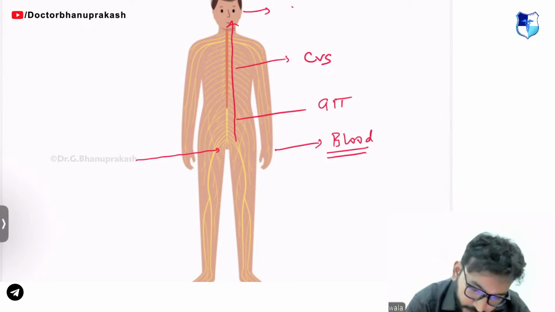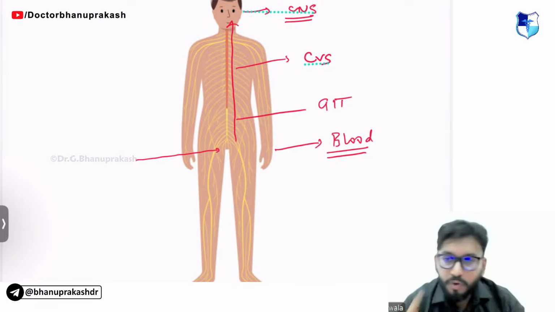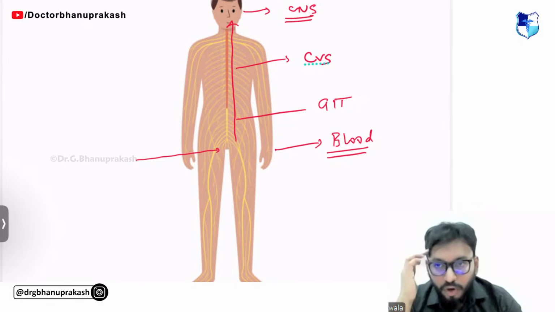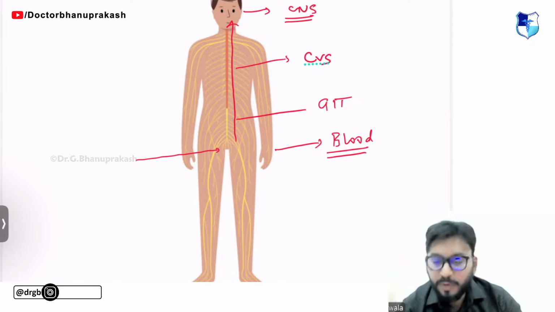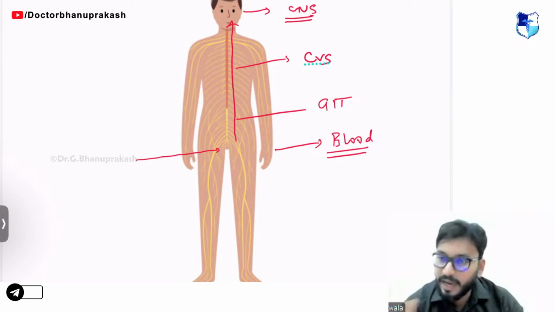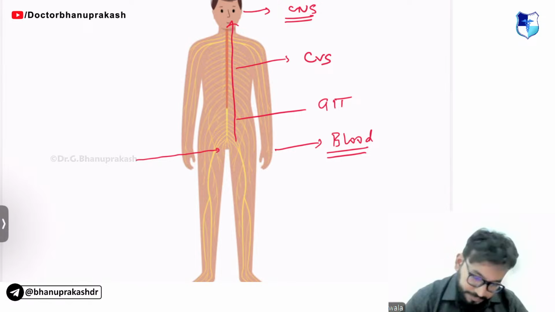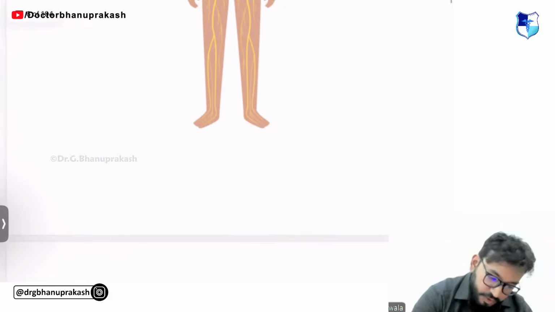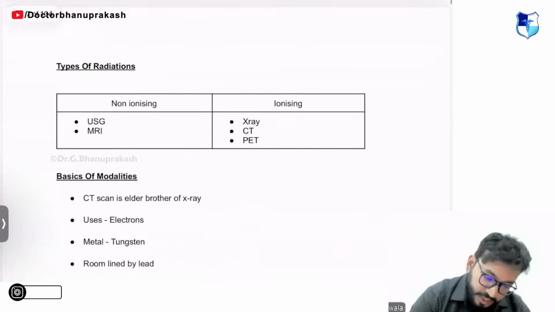And the last system to get involved is the CNS. Like I said, the most radio resistant cell is the neuron. So obviously the CNS will be affected last, at a very high level of exposure, at a very high dose. Guys, we're going a little fast because we have to touch upon a lot of topics. We have to cover almost everything.